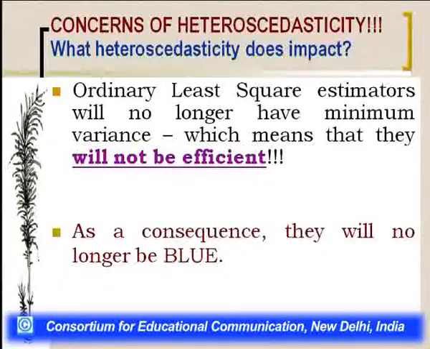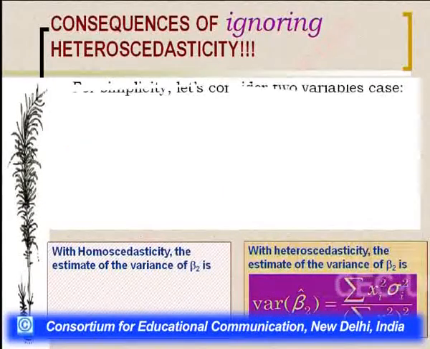Now we have to talk about the various concerns of heteroscedasticity, that is, if the data is impacted in the form of heteroscedasticity, what is the scenario? Ordinary least square estimators will no longer have the minimum variance, which means that they will not be efficient. As a consequence, they will also no longer be BLUE. And for an estimator, it is very important for us to have BLUE estimators, but under these circumstances, this will not happen. Now, if we ignore the heteroscedasticity, what is the impact?